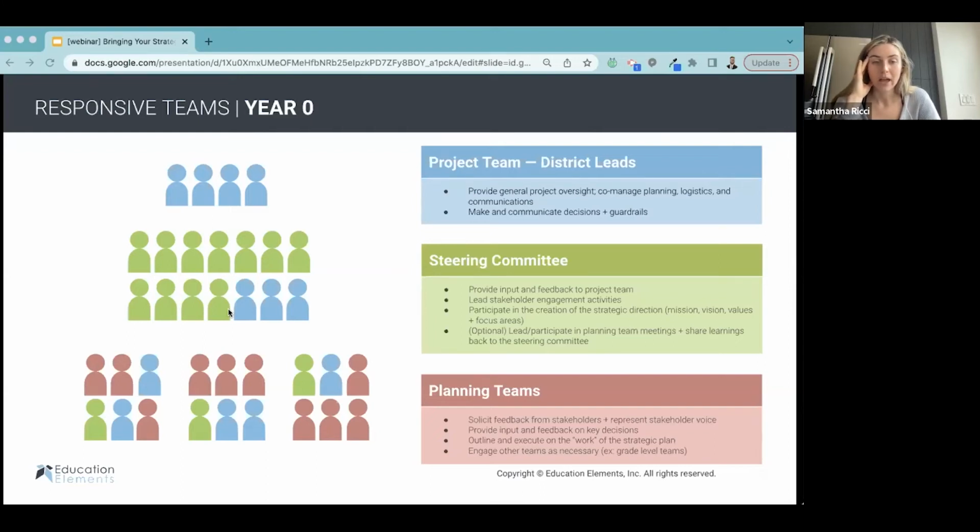And finally, you'll want to then create planning teams, and planning teams should be dispersed. Our project team and steering committee should be dispersed throughout planning teams to make sure that there are lead voices in there, and they'll be able to solicit feedback from stakeholders and represent stakeholder voice, provide input and feedback on key decisions, outline and execute on the work of the strategic plan, and engage other teams as necessary. For example, grade level teams.